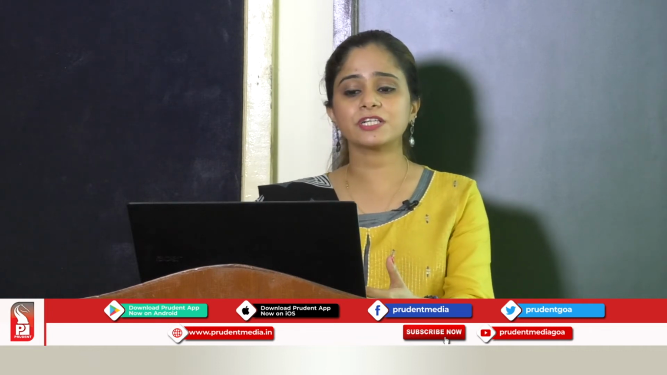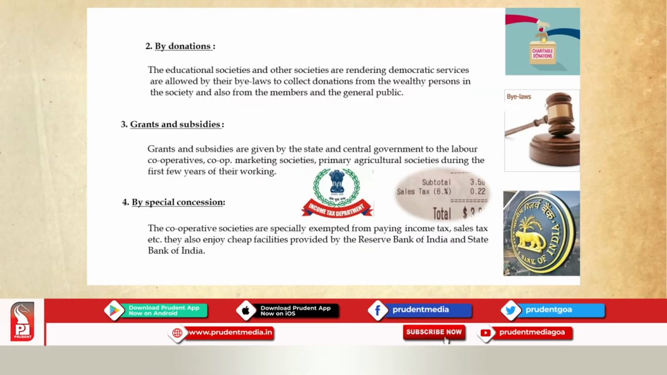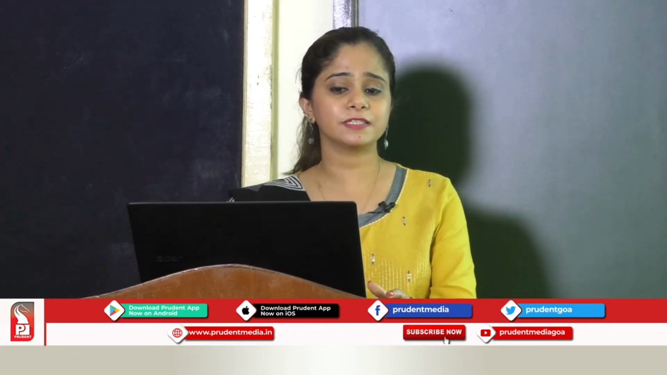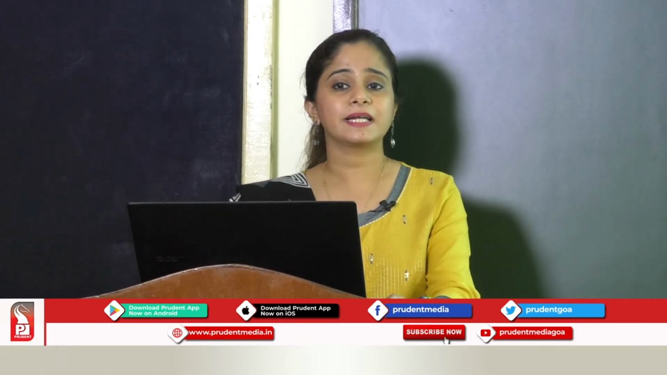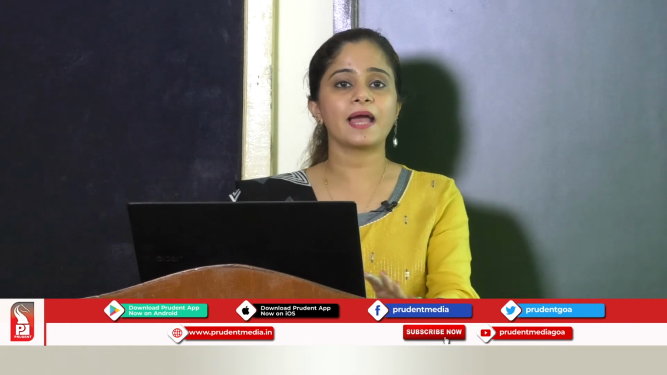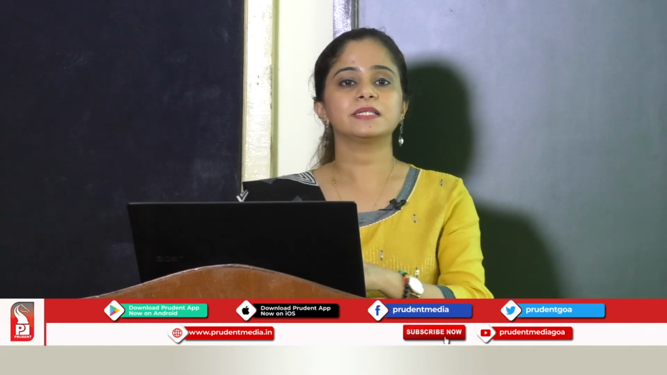Concessions. There are special concessions given to the cooperative society, that is, they are exempted from paying income tax, sales tax, etc. They enjoy cheap facilities which have been given to them by the RBI and the SBI. So we have learned four sources of finance already, that is entrance fee, donation, grants and subsidies, and special concessions. There are a total of 10 points in this answer.